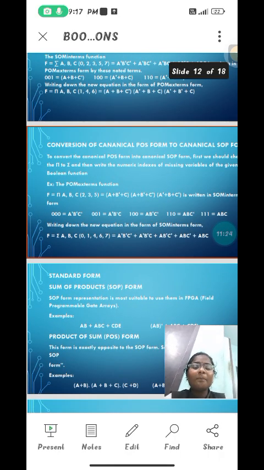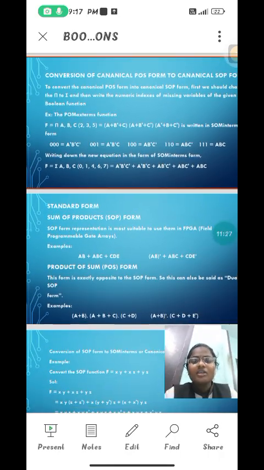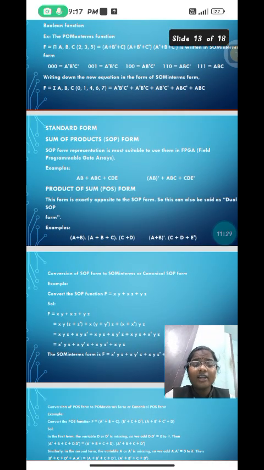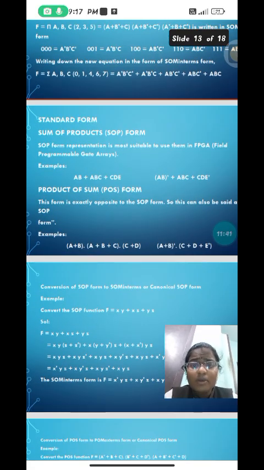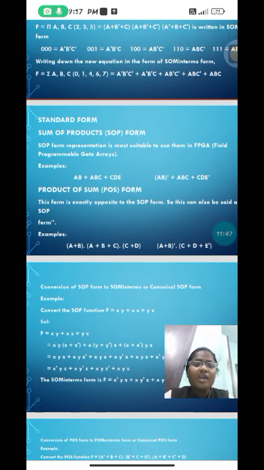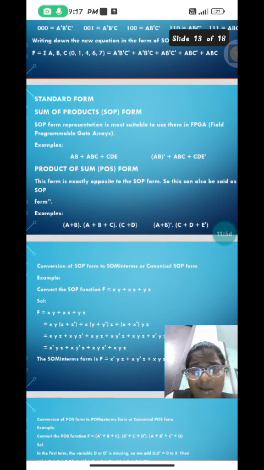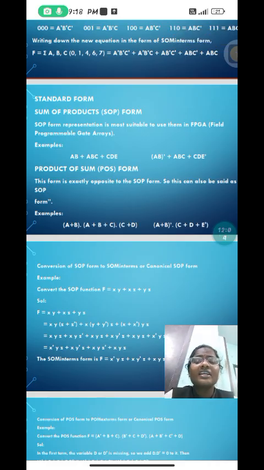Next, the second type is standard form. Standard form is mainly divided into two types. First one is sum of product form, second one is product of sum form. See this sum of products. SOP form is the most suitable to use with FPGA. FPGA means field programmable gate array. We will see these applications. Examples: AB plus BC plus CD converts into (AB) whole bar plus ABC plus CDE bar.